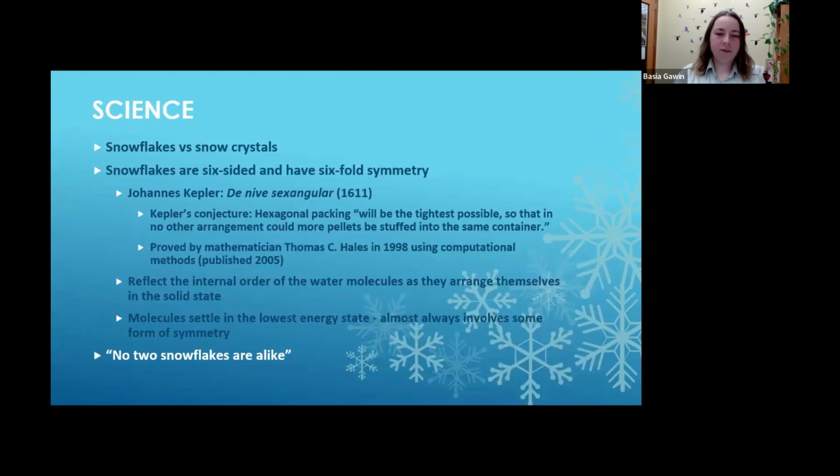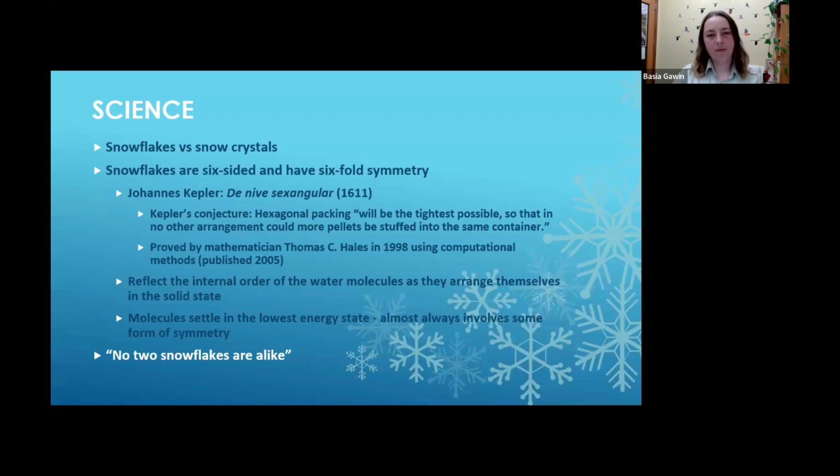Now, as we're talking about snowflakes, I think it's important to distinguish between snowflakes and snow crystals. Technically, the pictures that we were looking at were snow crystals. Each individual one is a snow crystal. When you get them together in a group, that's what you would call a snowflake. But in common language, those two are interchangeable. So even though I will be describing snow crystals, I'll keep referring to them as snowflakes.